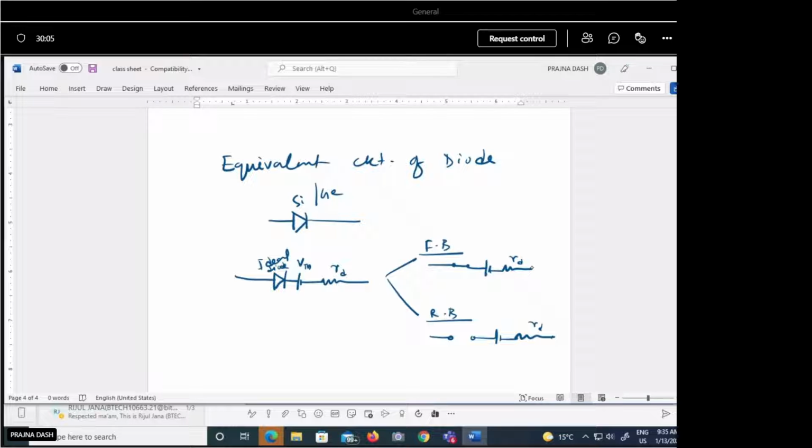In the forward biased case, the equivalent circuit is just the voltage, the threshold voltage or the knee voltage, and the dynamic resistance of the diode.